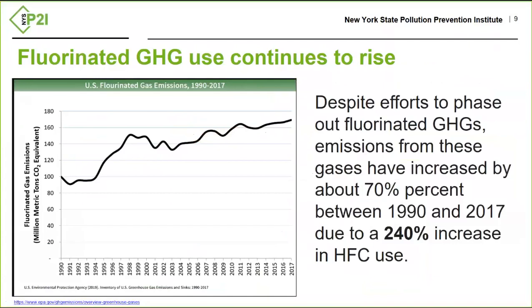So despite efforts to phase out fluorinated GHGs, as we mentioned earlier, there has been a phase out effort: CFCs, HCFCs, and now HFCs beginning phase out in January 2019. The emissions of these gases have increased about 70%, which is what is reflected on the graph, between 1990 and 2017 due to a 240% increase in HFC use.